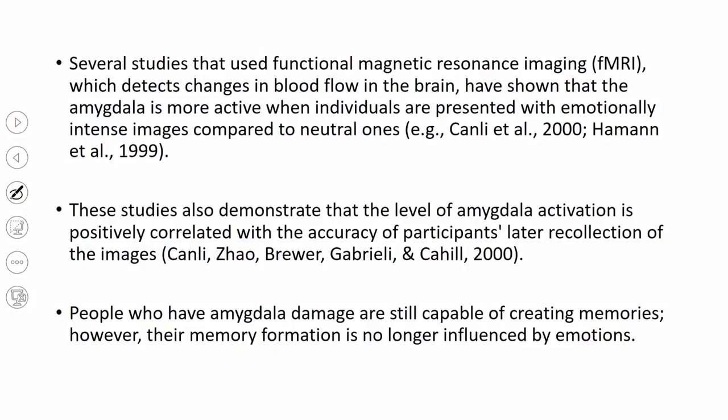Several studies that used fMRI, which detects changes in blood flow in the brain, have shown that the amygdala is more active when individuals are presented with emotionally intense images as compared to neutral ones. We have already looked at this evidence in the lecture on the physiological aspects of emotions. These studies clearly demonstrate that the level of amygdala activation is positively correlated with the accuracy of the participants' later recollection of the images. That means that under emotional impact, memory generally gets enhanced.